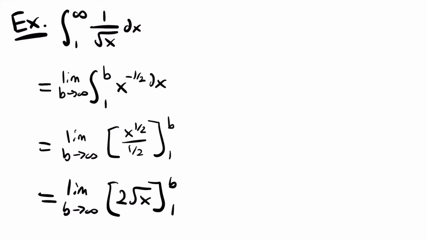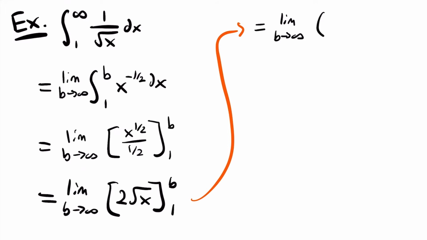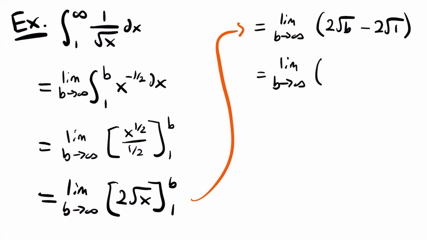All right, so now if we evaluate this expression at b and subtract the evaluation at 1, we will have the following. This will be equal to the limit as b approaches infinity of 2 times the square root of b minus 2 times the square root of 1. Now the square root of 1 is just 1, so we have 1 times 2, so this is equal to the limit as b approaches infinity of 2 times the square root of b minus 2.